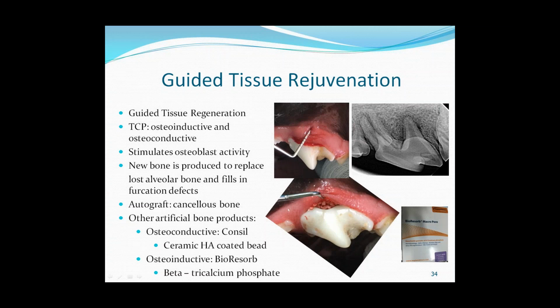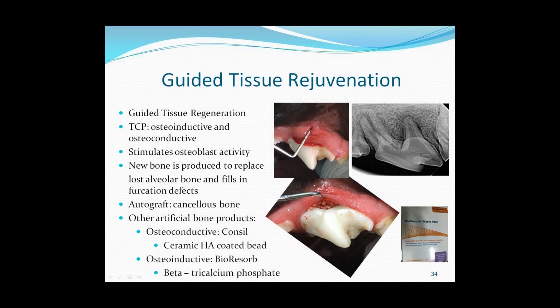So the other product which is available, which is called Consul, is an osteoconductive material, in that it is a ceramic bead coated in hydroxyapatite, so it allows new bone to attach to it. So this is a case that came in and it had a deep periodontal pocket and I've put the probe.